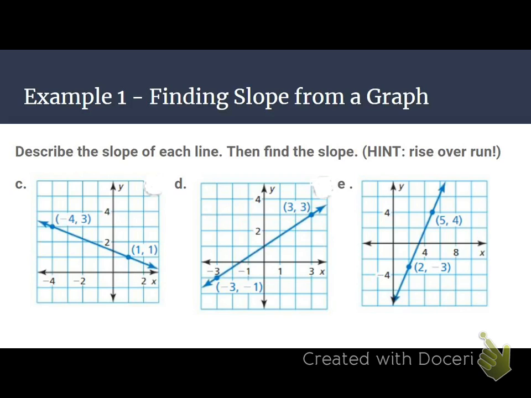All right, first let's just go through and say positive, negative, 0, undefined. Letter C has a negative slope. We can see that it's going downhill. What about letter D? Positive slope. It's going uphill. What about E?